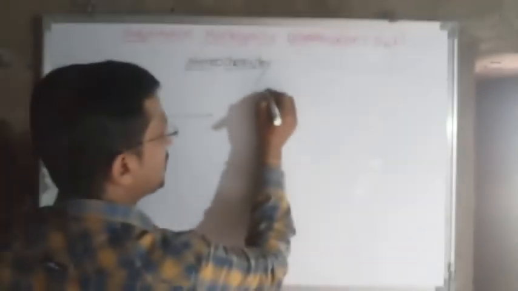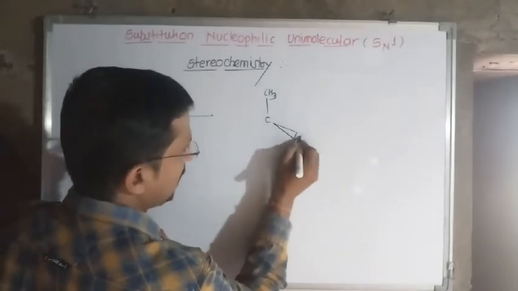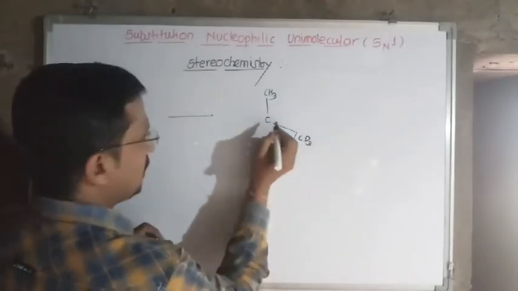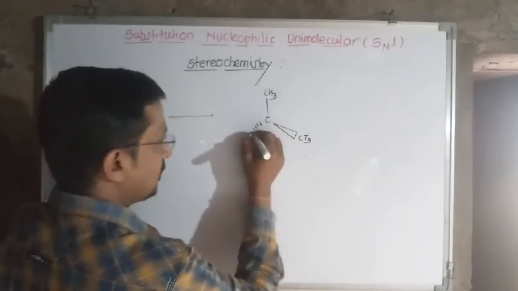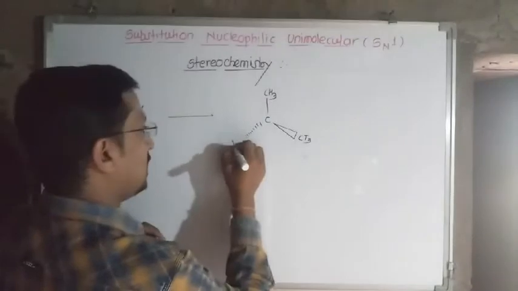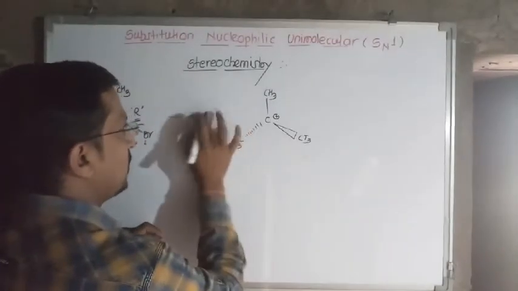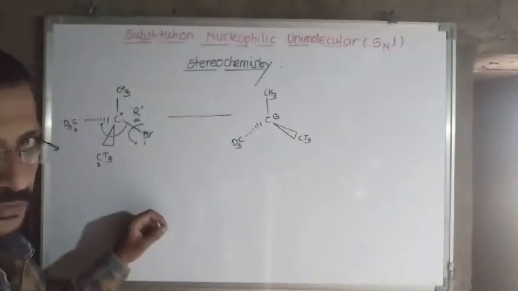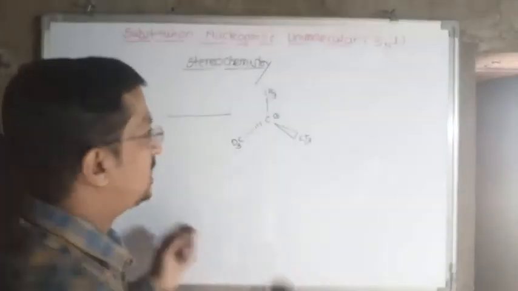Now if bromine is removed from the system by heterolytic cleavage, the structure becomes CH3, CT3 and CD3 on a positively charged carbon, a carbocation is formed. Now the carbocation which is formed here is planar in nature.